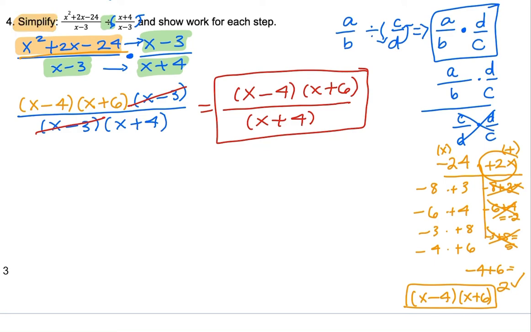So even though it's a division problem and it might seem intimidating, it's actually not that bad at the end of the day.